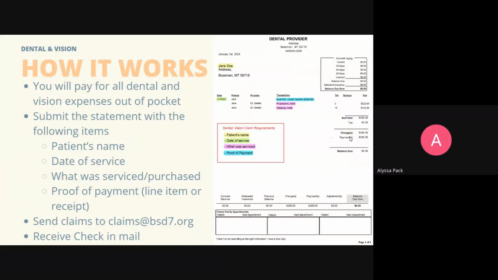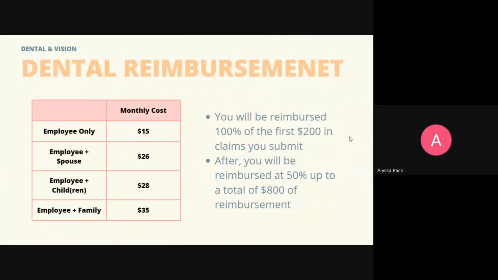If a dental or a vision statement is missing any of these, I'm not able to reimburse. So make sure you're double checking when you do submit that they have all of them. You can send those claims directly to me in the mail at the Wilson or email them at claims@bsd7.org. For our dental reimbursement, here are those monthly costs for each plan.